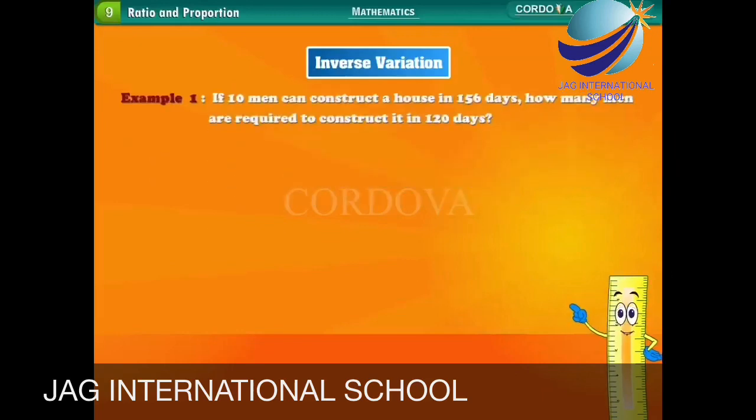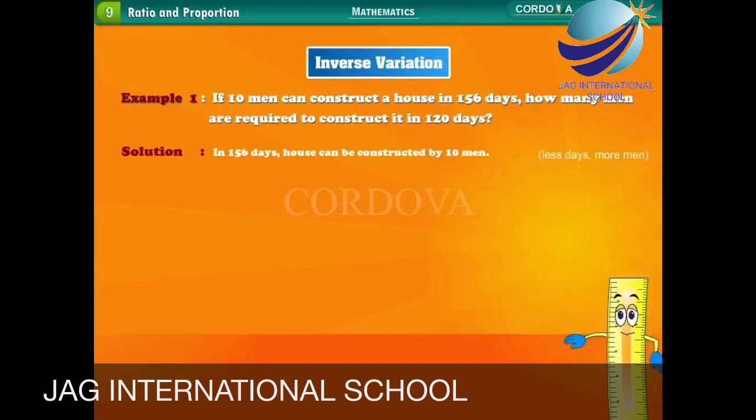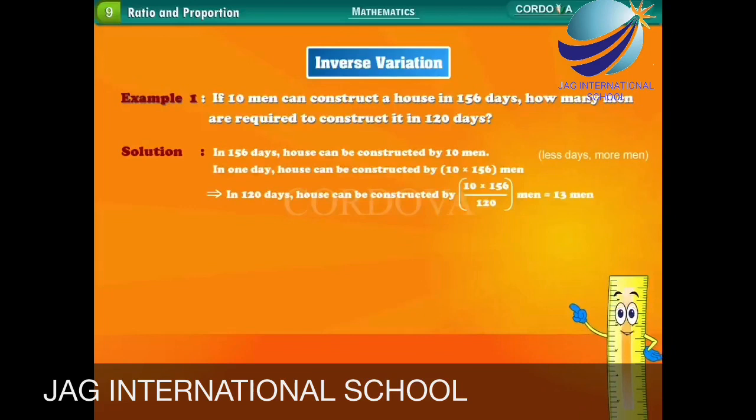indirectly. Example 1. If 10 men can construct a house in 156 days, how many men are required to construct it in 120 days? Solution. In 156 days, house can be constructed by 10 men. Less days, more men. In 1 day, house can be constructed by 10 into 156 men. This implies in 120 days, house can be constructed by 10 into 156 upon 120 men, which is equal to 13 men. More days, less men.